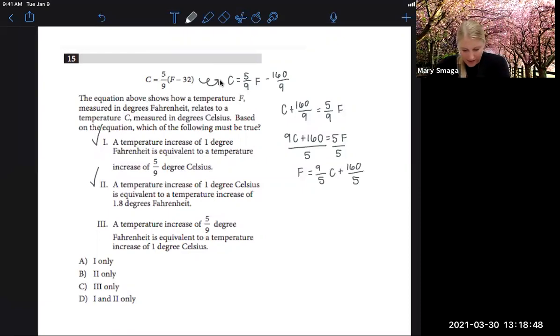A temperature increase of 5/9 degrees Fahrenheit is equal to a temperature of 1 degree Celsius. It's not equal because if we put 1 in here, that would still give us an increase of 9/5 or 1.8. So it would not technically work there. So the only ones that are going to work are 1 and 2.